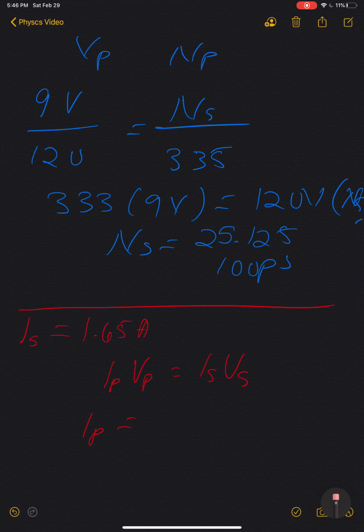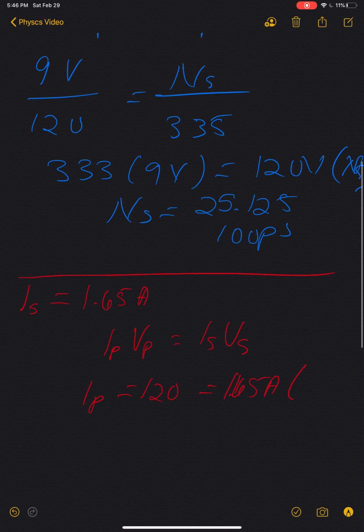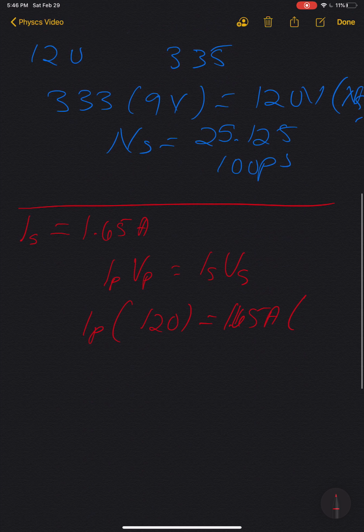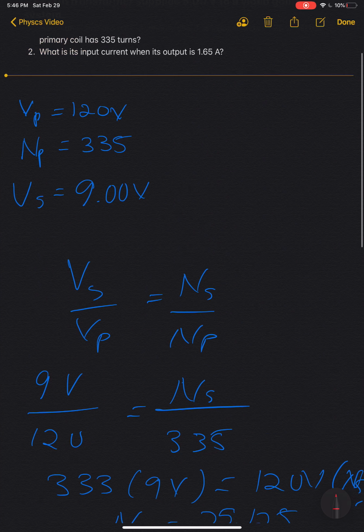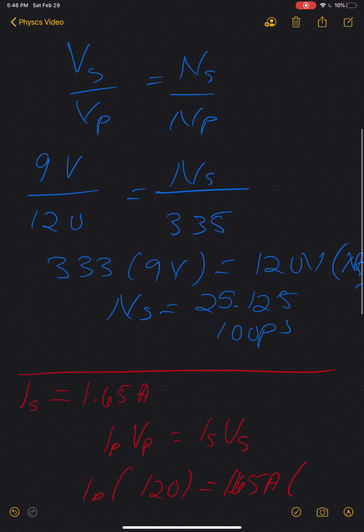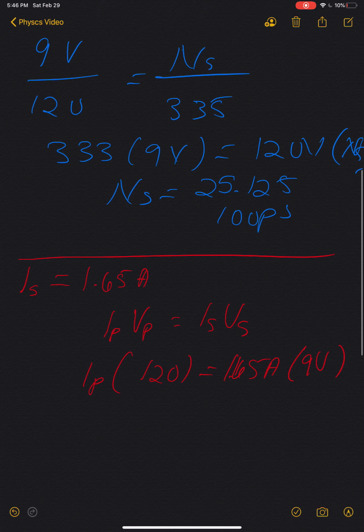So we know we're looking for the primary current. We know that our primary voltage is 120. We know that our secondary current is 1.65 amps, and we want to multiply those together. So our primary current times our primary voltage is equal to 1.65 amps times our secondary voltage. And our secondary voltage, as it said here, is 9 volts. So let's put that in there. And then we just do some algebra, again, to solve for IP. And we get that the primary current is equal to 0.12375 amps. Or we can just say IP is equal to 123.75 milliamps.